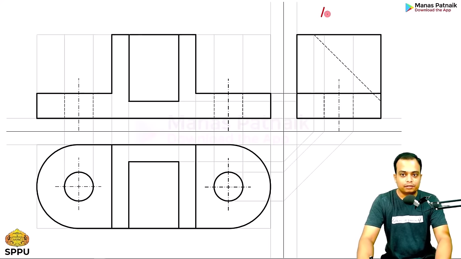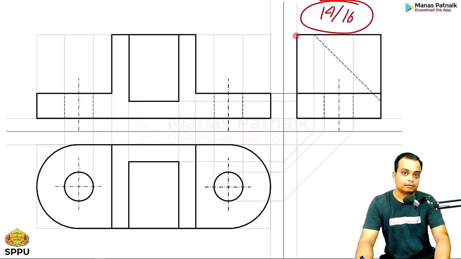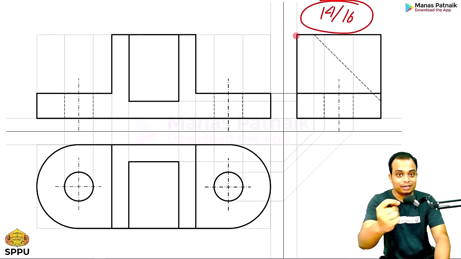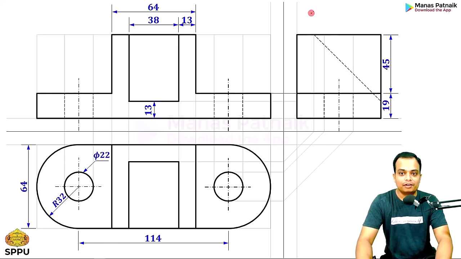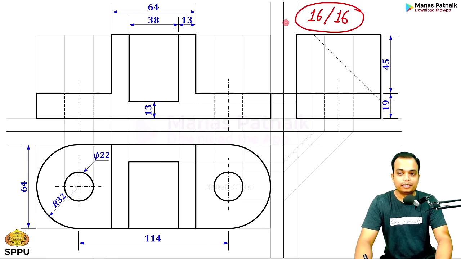And if you can make this, I'm going to give you 14 out of 16. Happy? No, sir, we want more. Or if you want more, you need to put in a lot more effort. You need to dimension it, something like this. If you can make this, nobody can stop you from getting 16 out of 16.